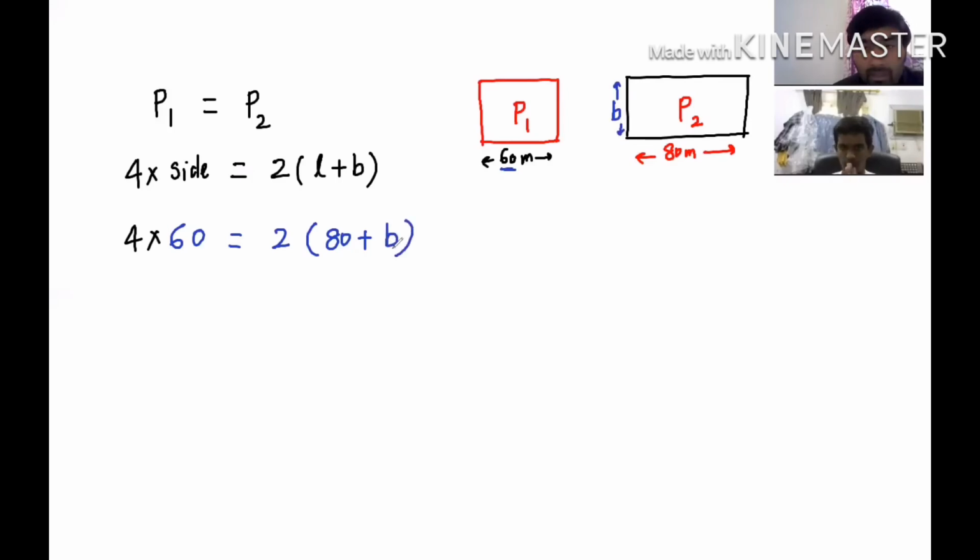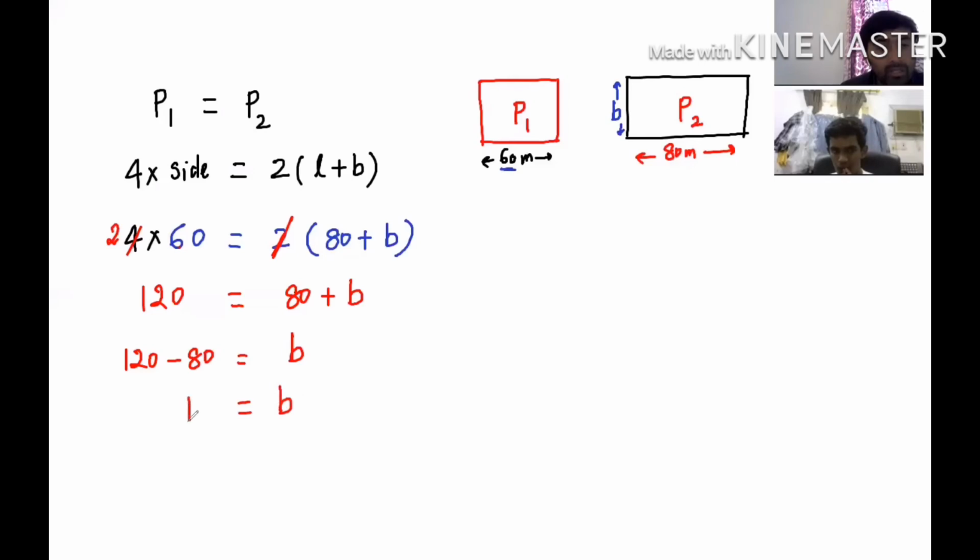Now we can simplify it. 60 times 4 will be how much? 240. And this will be 2 times 80 plus B. Now we have to get the value of B. So what we will do? 120 minus 80, so B will be 40. So we got the breadth as 40.